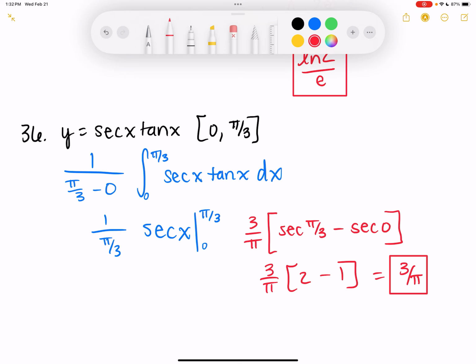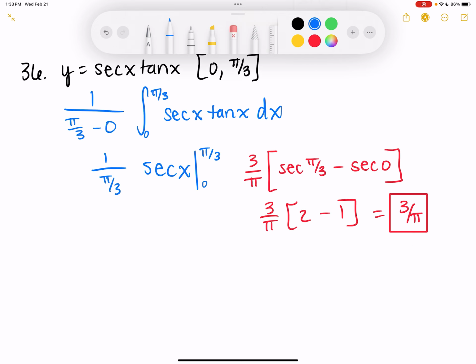Not too bad. I don't like these. I have to remember stuff. Well, as long as you remember, it's hard, the math of it.